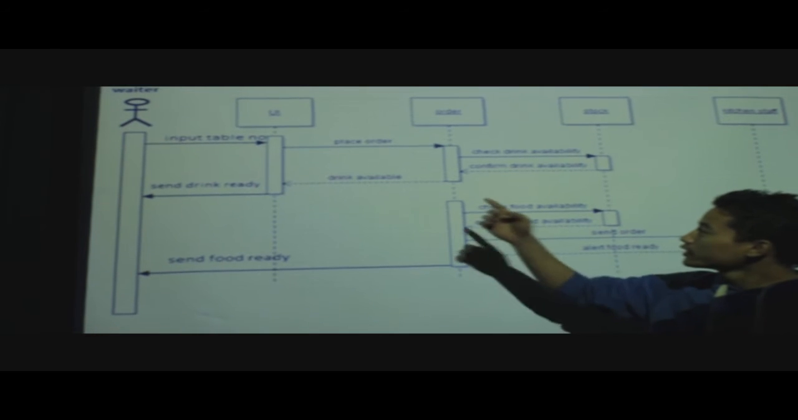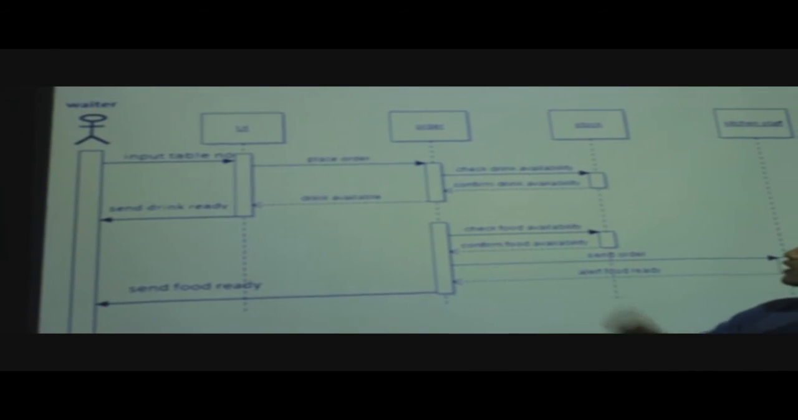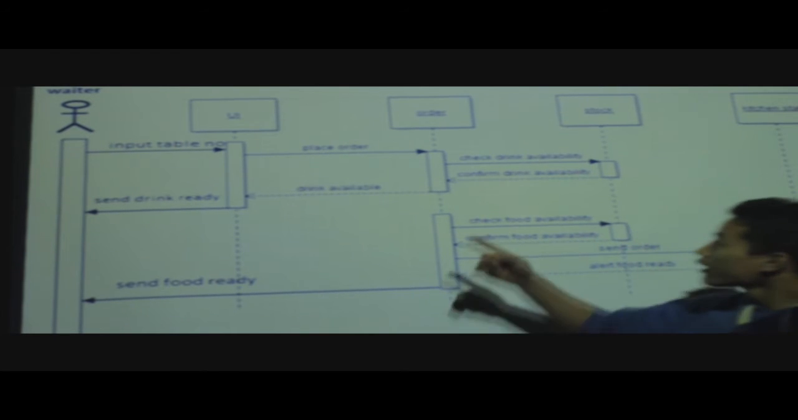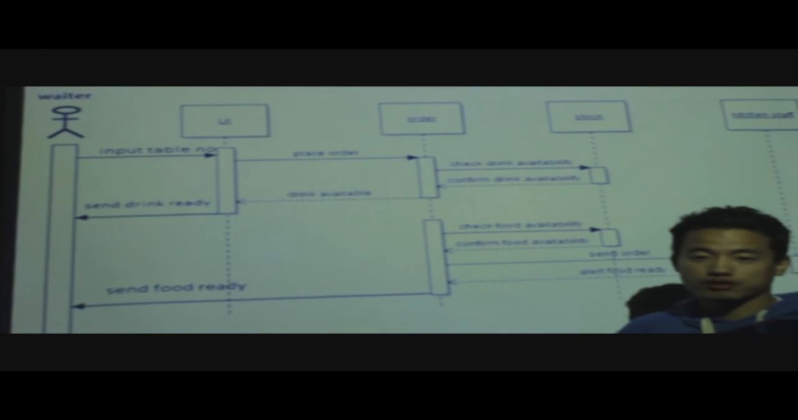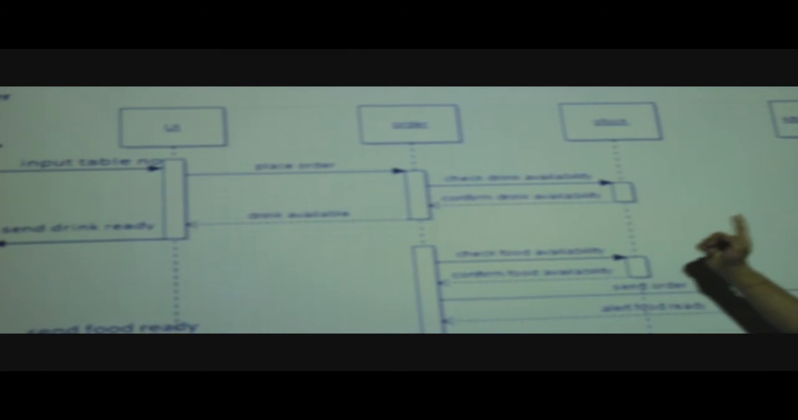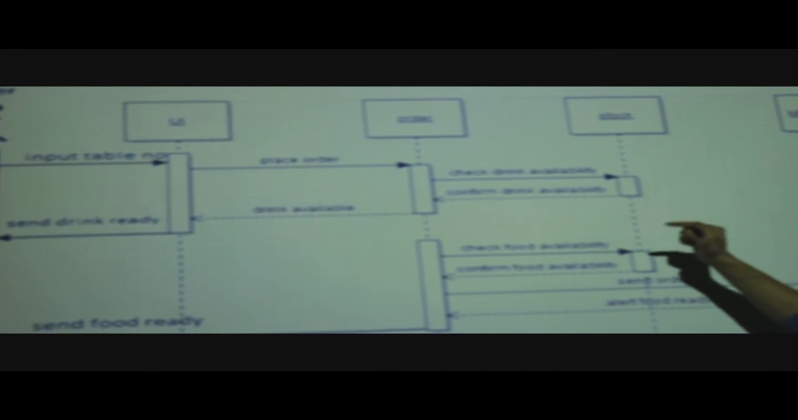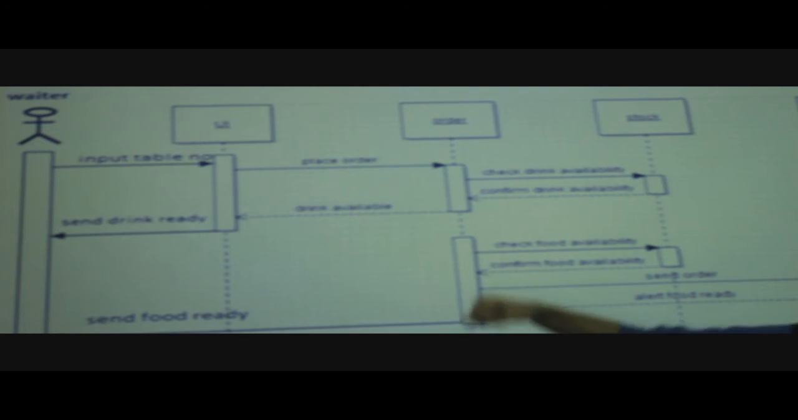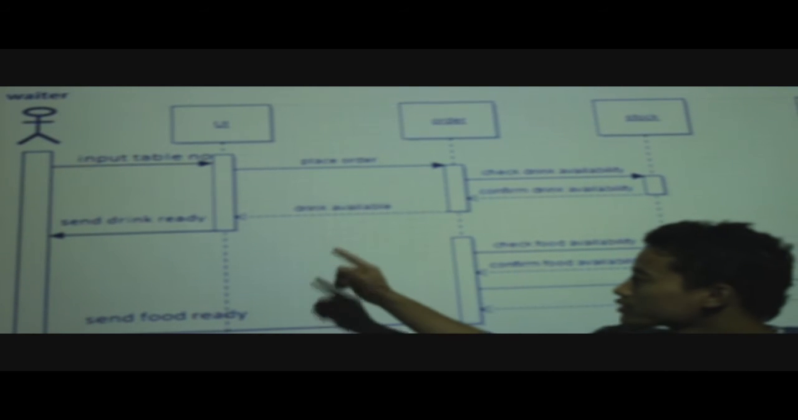After he takes the table number, he puts the order in the system. Before he takes the order for the meal, he takes the order for the drink. If the customer wants any drink, he takes the drink order and checks whether the particular drink is available. The system checks in the stock, and if it's available, the stock object confirms that the drink is available. The system then acknowledges it back to the user interface, and the drink is sent to the waiter, who serves it to the particular table.